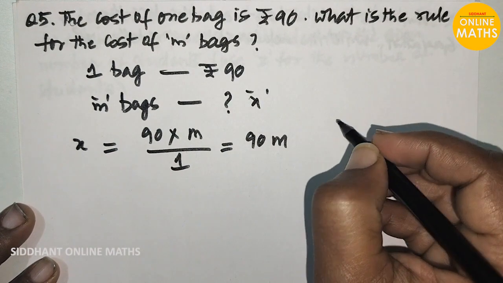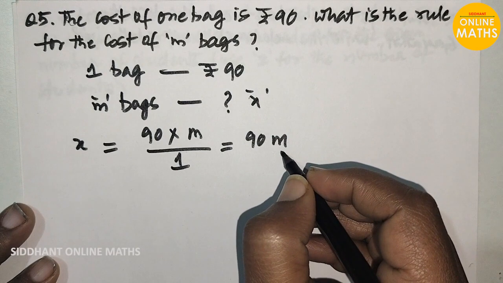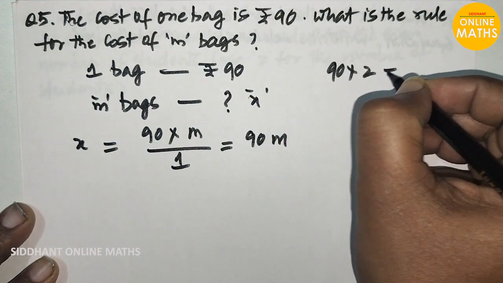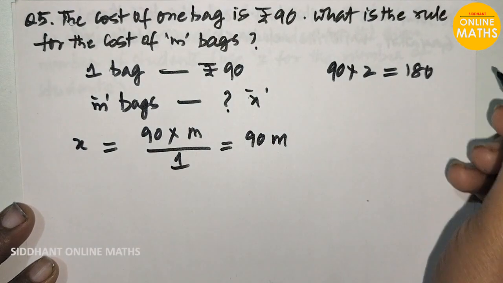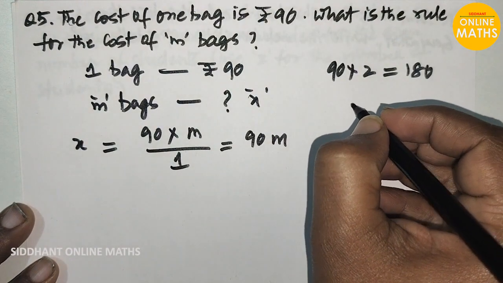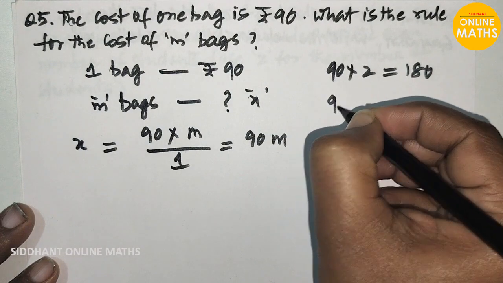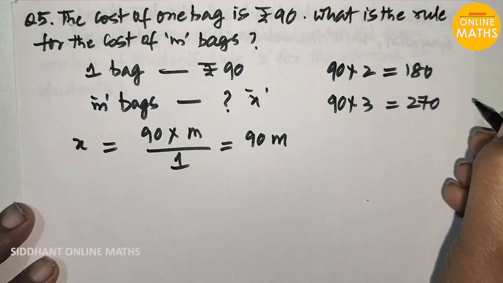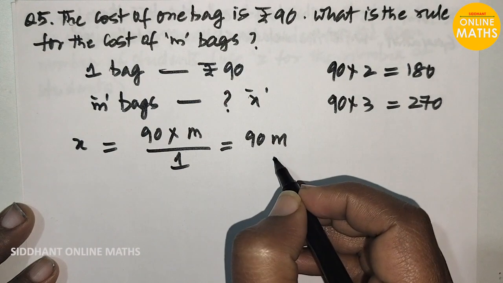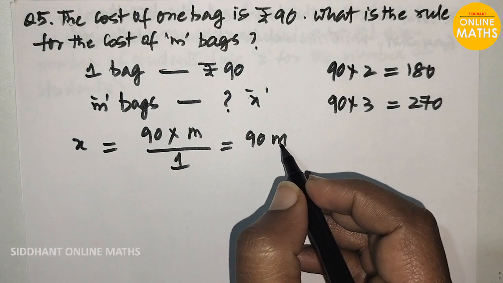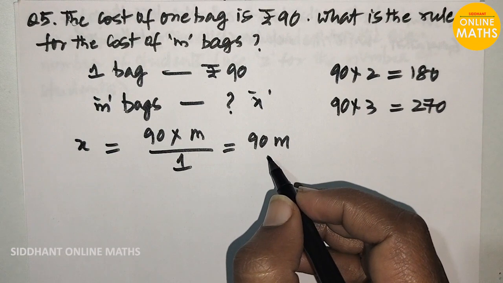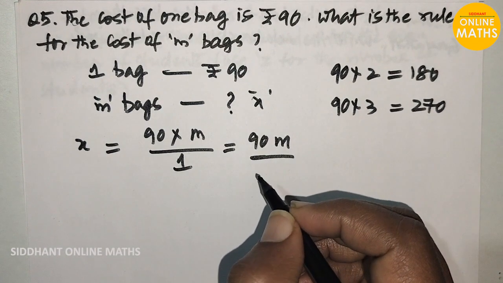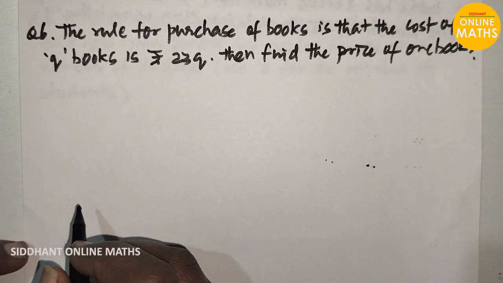So here if you are going to buy 2 bags, then you are going to see 90 into 2, that means the 180 rupees is the cost. If you are going to purchase 3 bags, then 90 into 3, that will be 270 rupees. So in the same way, n number of bags when you are going to purchase, then the answer will be 90m.